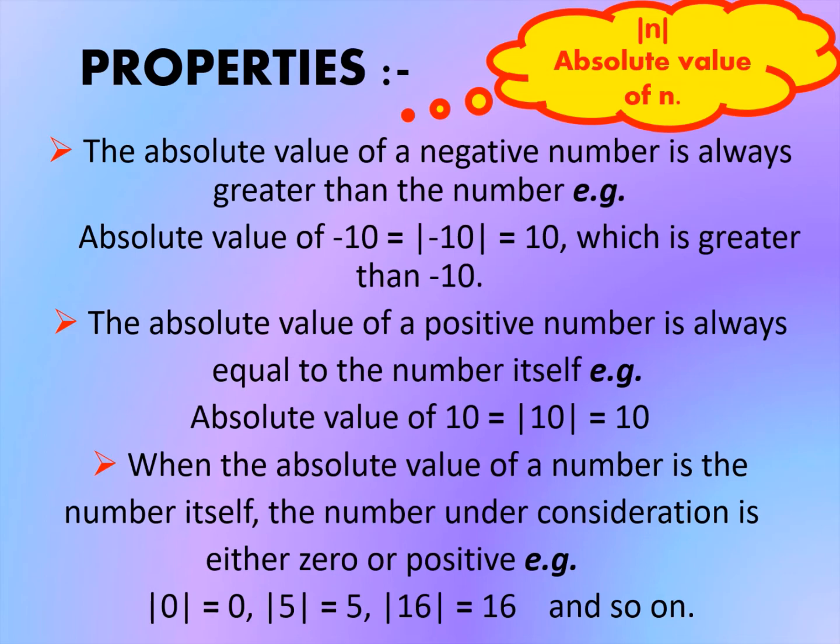Third property, when the absolute value of a number is the number itself, the number under consideration is either 0 or positive. For example, the absolute value of 0 is 0, the absolute value of 5 is 5, the absolute value of 16 is 16 and so on.